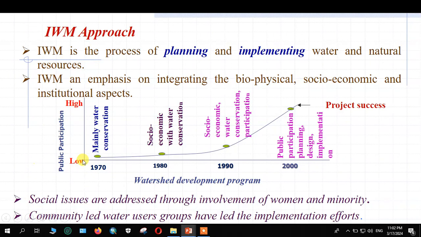This is finally what makes a project a success. This is a good example of public participation versus watershed development. Social issues are addressed through involvement of women and minorities, and community-led water users groups have led to implementation efforts.